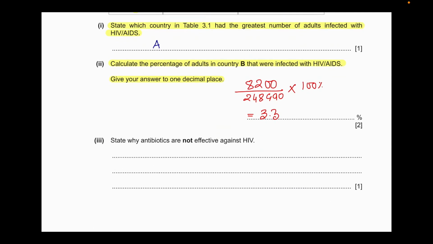State why antibiotics are not effective against HIV. Antibiotics can only kill bacteria. It does not kill viruses, which is why antibiotics are not effective against HIV.